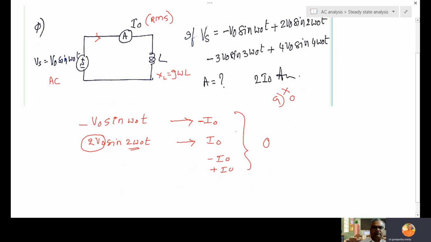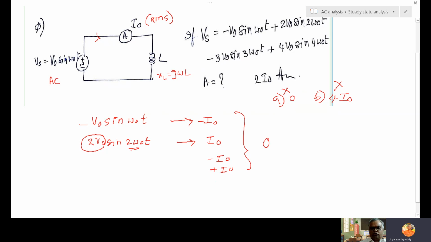What is the mistake they have done? Whether the input is positive or negative, RMS is always positive. With the first one plus I naught, second one plus I naught, third one plus I naught, fourth one also plus I naught. So they add. The answer is 4 I naught. This is also wrong.